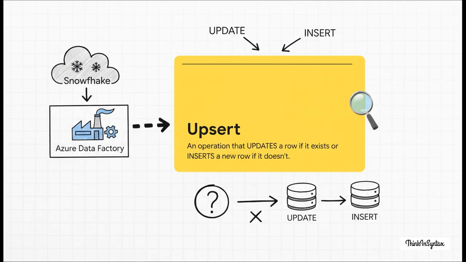An upsert is a smart operation. It looks at a row and asks, "Hey, have I seen you before?" If the answer is yes, it updates it. If no, it inserts it as a new one. It's exactly what Coder1990 needed.